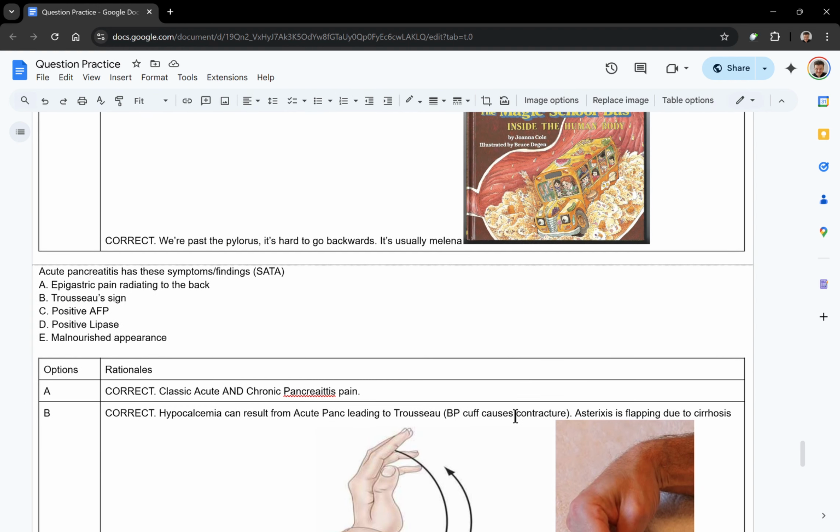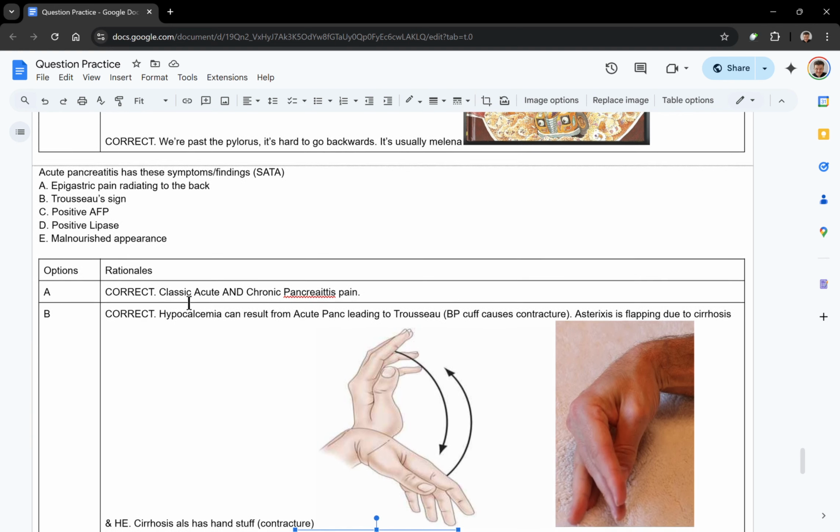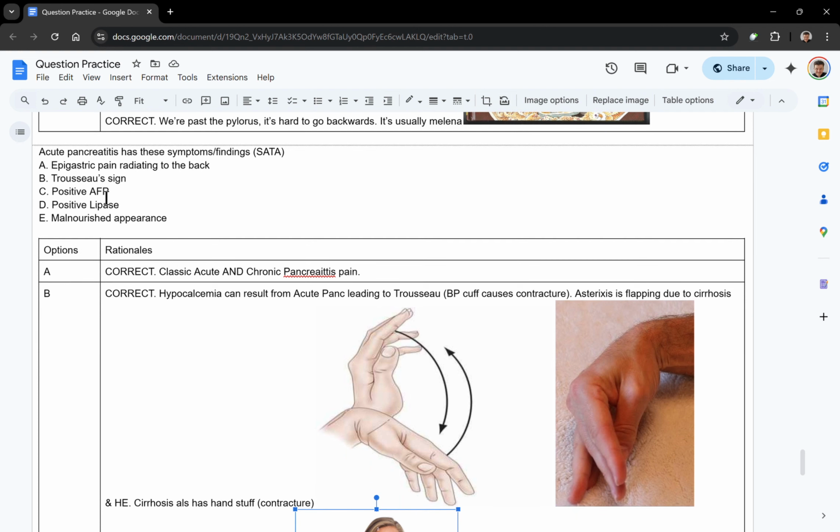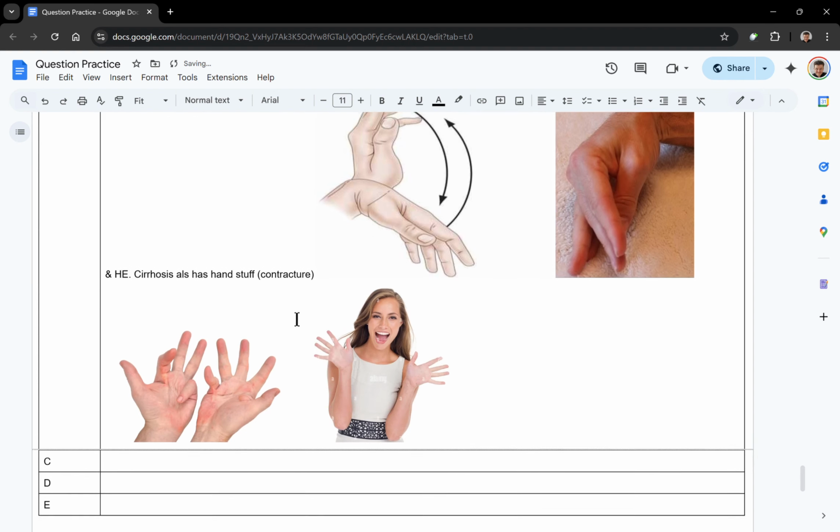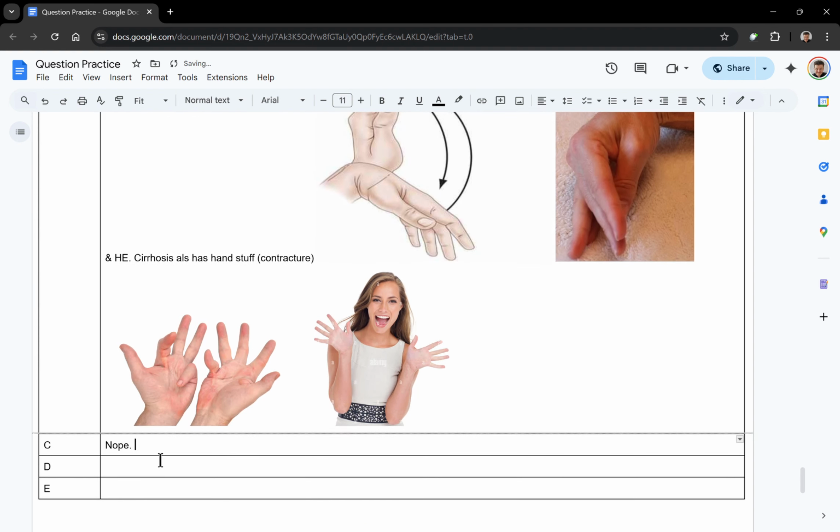All right, so then what is C? Positive AFP, alpha-fetoprotein. We did this on a different question. It's not for pancreatitis, so that's a no. This is for Hep B, Hep C, liver cancer, for Hep stuff, right? It's for hepatocellular carcinoma.